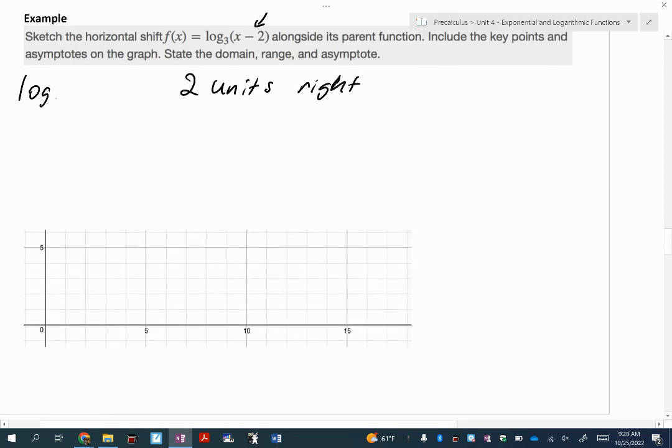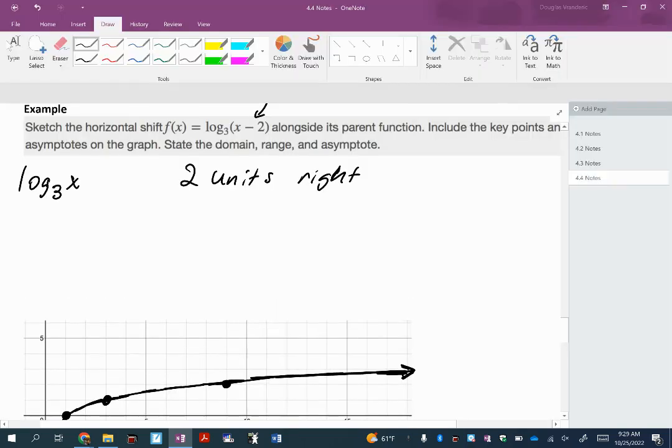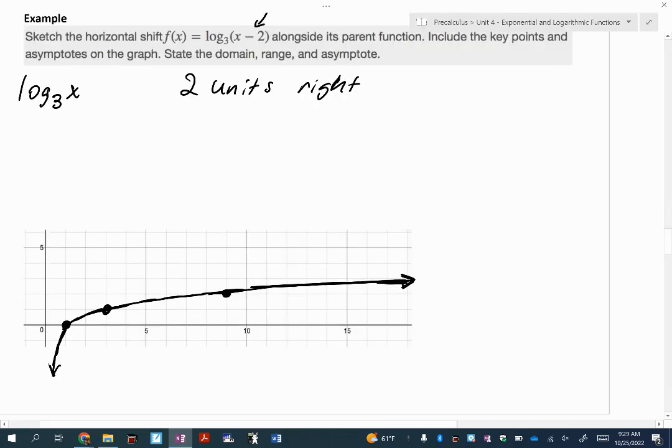I'll plot log base 3 of x first. So that's going to be 1, 0. Log base 3 of 3 is 1. Log base 3 of 9 is 2, and then 27 would be off the grid. So here is the parent function with a base of 3. Now let's shift everything 2 units to the right. So I'll use red. This is red for 2 units to the right.